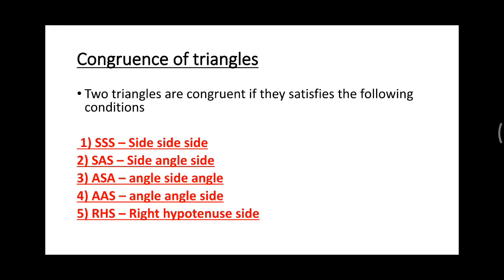Before this we have seen that only one or two conditions are there for the geometrical figures to be congruent, but for the congruency of triangles there are 5 conditions: SSS, SAS, ASA, AAS, RHS. SSS means side, side, side. S for side, so that's why triple S for side, side, side. SAS side, angle, side. ASA angle, side, angle. AAS angle, angle, side. RHS, right angle, hypotenuse and side.